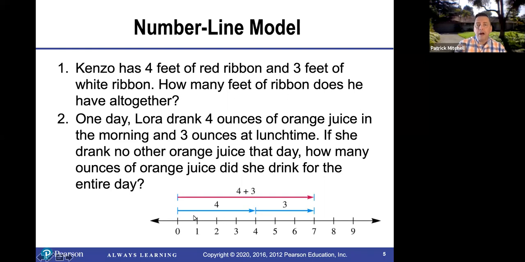So a number line model for either of those problems would look like this. You start at 0 and draw an arrow with length 4, which of course will end at 4. And then you draw another arrow starting at the 4 with a length of 3. And when you combine those 2 arrows into the red arrow you see here, the answer to the addition problem is at the end of the long arrow.